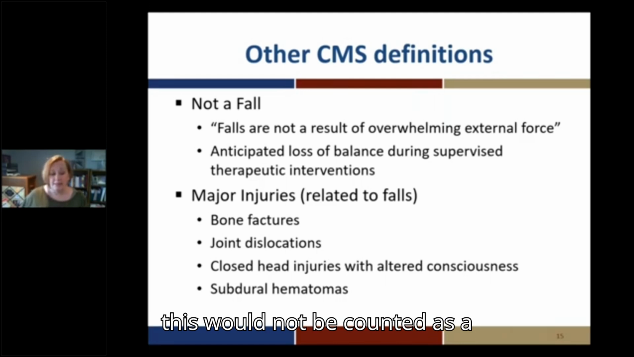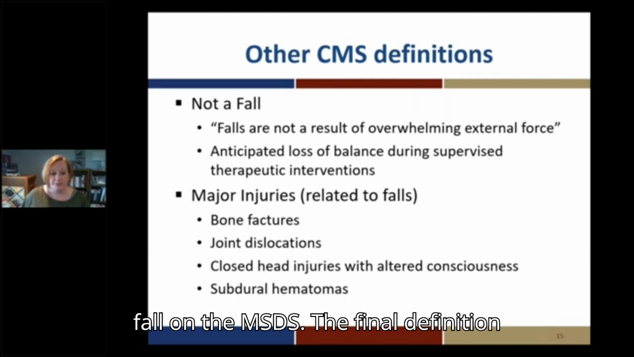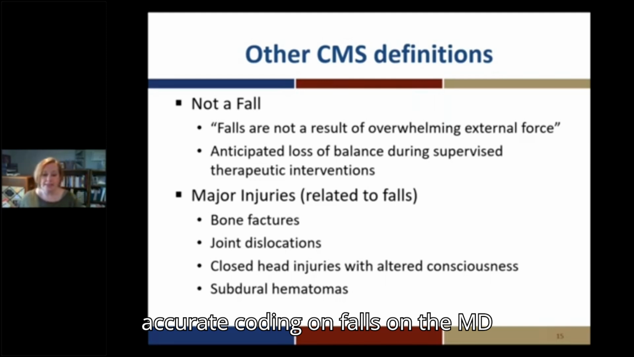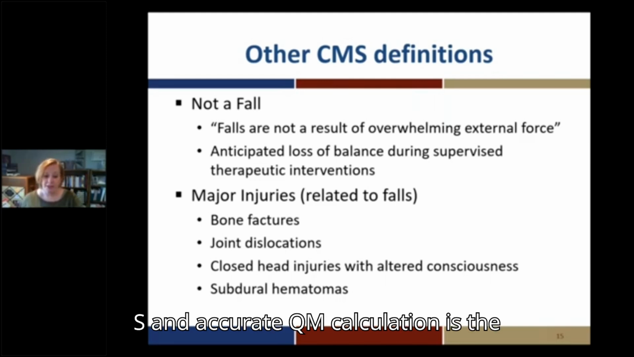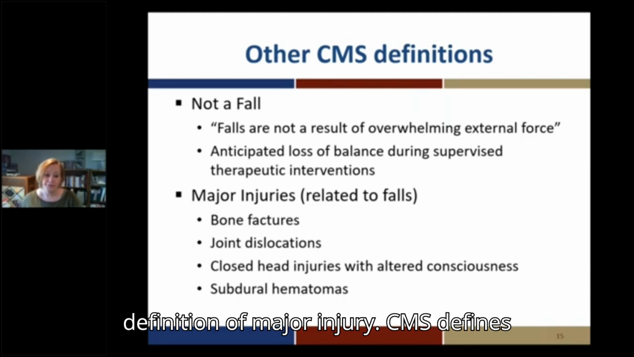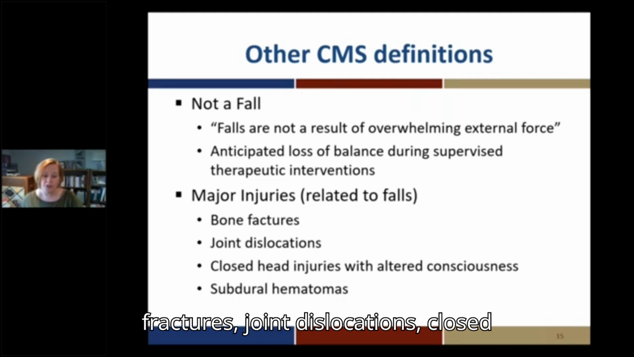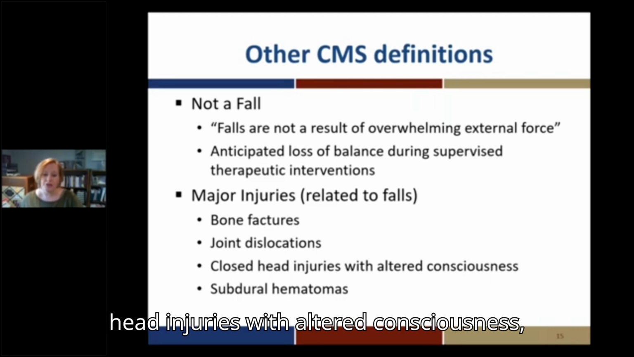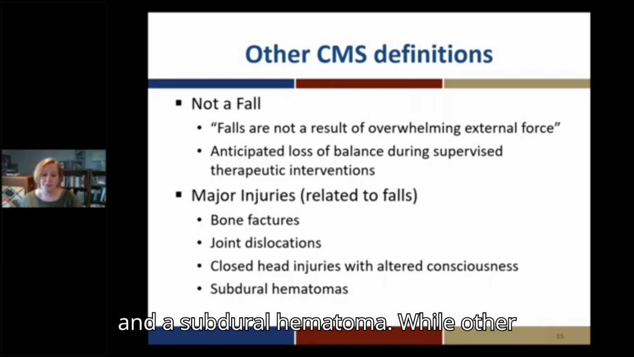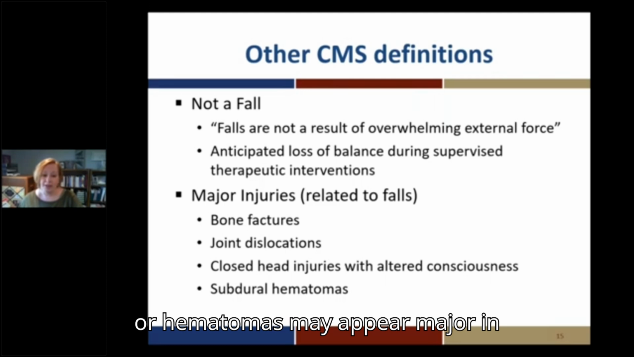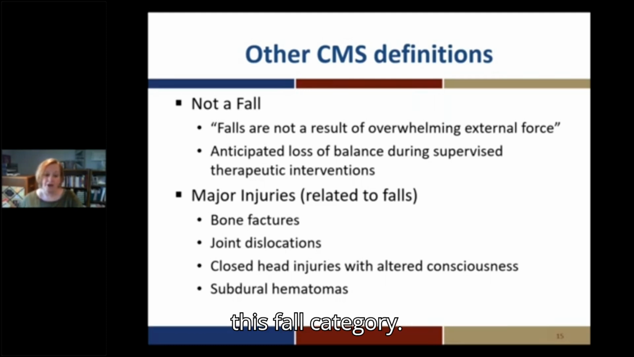The final definition we must be sure to understand for accurate coding on falls on the MDS and accurate QM calculation is the definition of major injury. CMS defines that this type of injury includes bone fractures, joint dislocations, closed head injuries with altered consciousness, and subdural hematoma. While other types of injuries, such as lacerations or hematomas, may appear major in appearance, they are not included in this fall category.